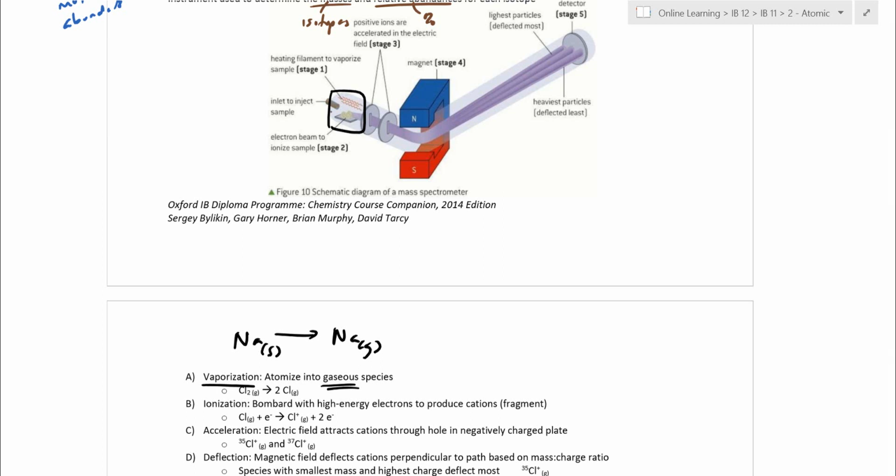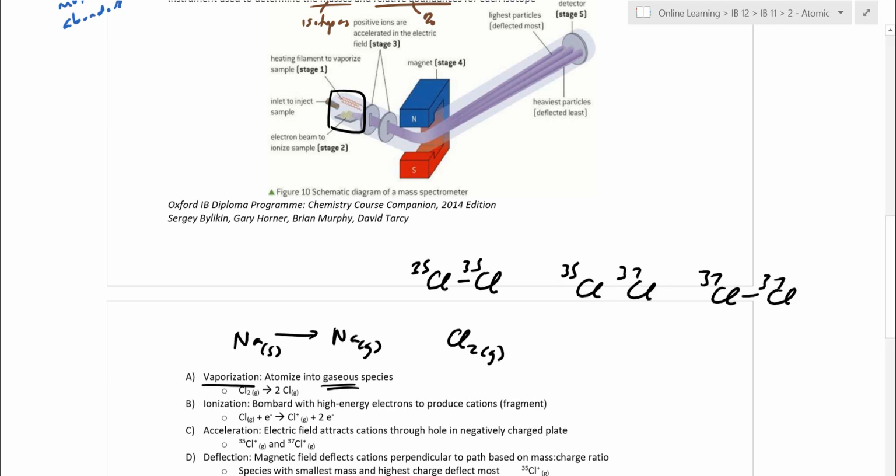What if we did chlorine? Chlorine was the one that we wanted to study. Some were the 35 form, some were the 37 form. Great. Chlorine as a nonmetal is already a gas. But because this diatomic could be any number of combinations, it could be a 35 and 35, a 35 and a 37, or a 37 and a 37. We actually need to break up this bond so I can study each isotope by itself.